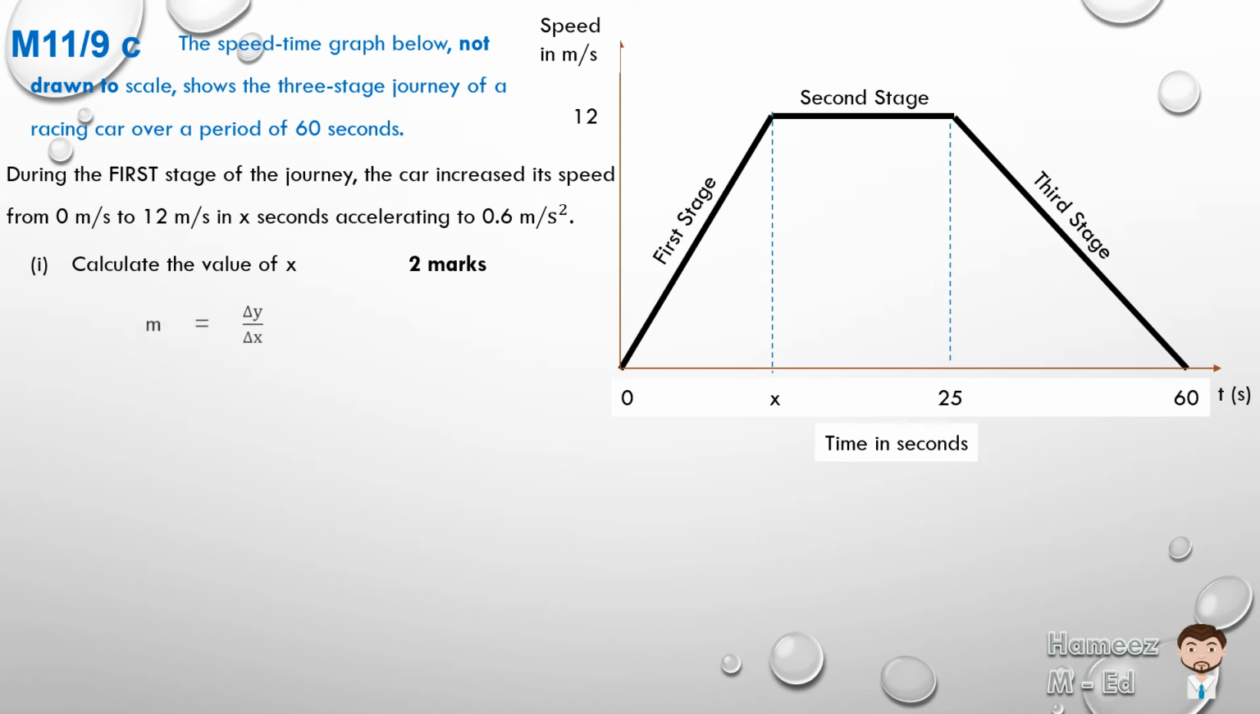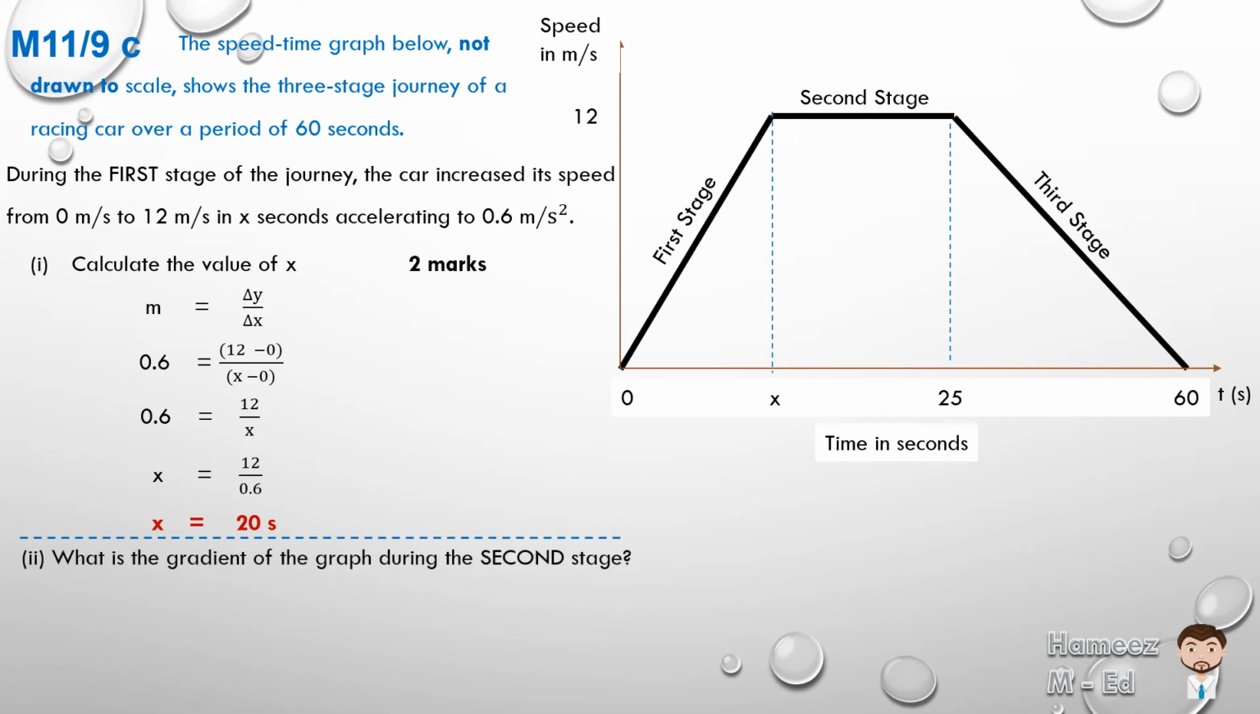So we know m, the gradient of the straight line, is change in y over change in x, and the gradient of a straight line in a speed-time graph is also known as the acceleration. So the acceleration, or m, is equal to 0.6, which is equal to change in y, which is the y values changing from 0 to 12, so 12 minus 0, over delta x, which is x minus 0. So if we simplify, 0.6 is equal to 12 over x, and we can bring the x up to the left-hand side, and bring the 0.6 down, so x is equal to 12 over 0.6, which works out to be 20 seconds. So we found the value of x.